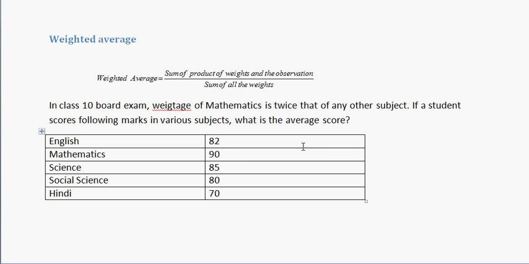Now he has 5 subjects: English, mathematics, science, social science and Hindi, right? Weight of maths is twice the other subjects, which means if other subjects are given 1 weight, maths would be given twice the weight. So we have to find the average. Maths is twice as important as any other subject, which means the score given in maths is multiplied by 2, whereas scores in all other subjects are added as they are because the weight is 1, right? So total would be done like this.